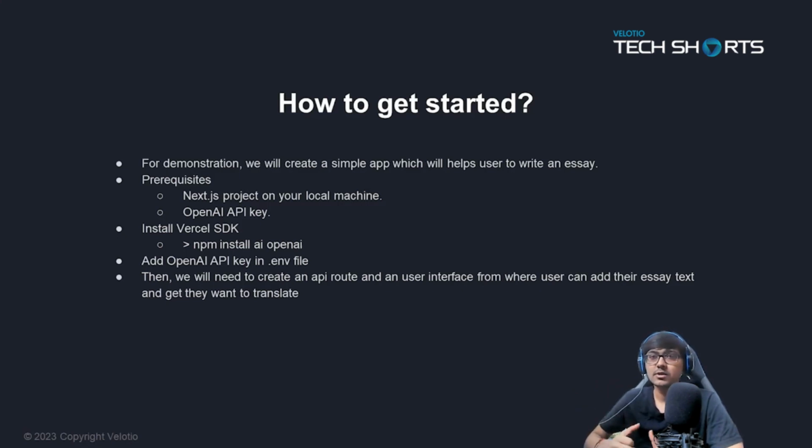So what are the prerequisites? We'll be using Next.js. If you don't know Next.js, you can just go to the Next.js documentation and you'll be able to easily set up the Next.js project. And for our case, we'll be using OpenAI as our AI provider, so we'll need an OpenAI API key to interact with the OpenAI models. The next important part is to install this SDK. It's actually an NPM package you can easily install by using the command npm install ai. Add this OpenAI key into the .env file.